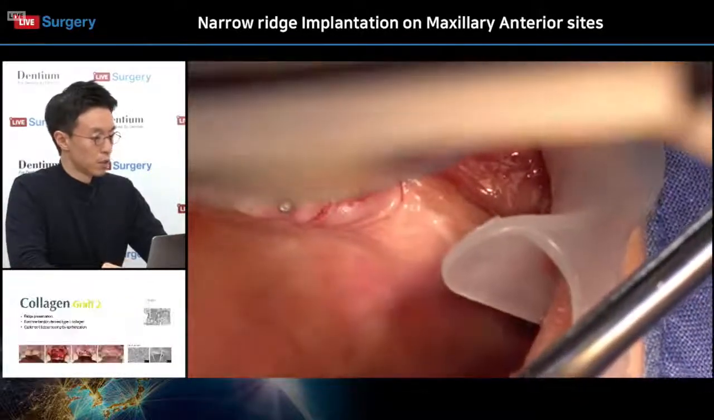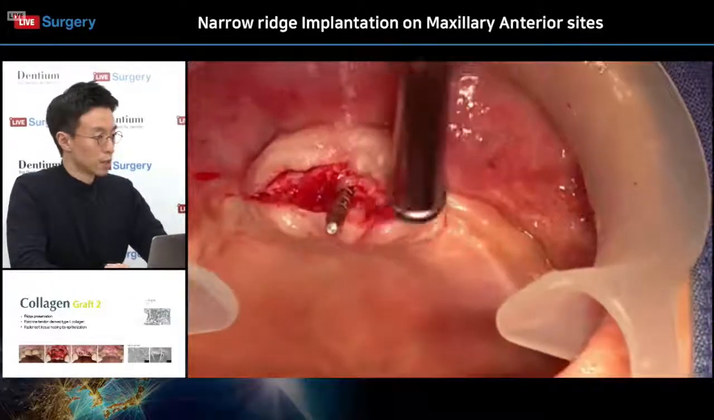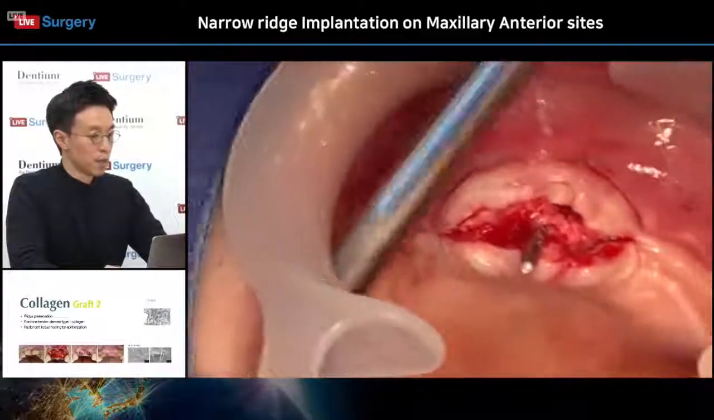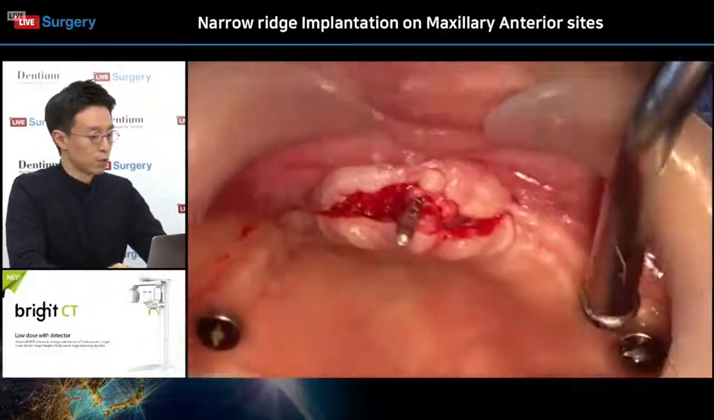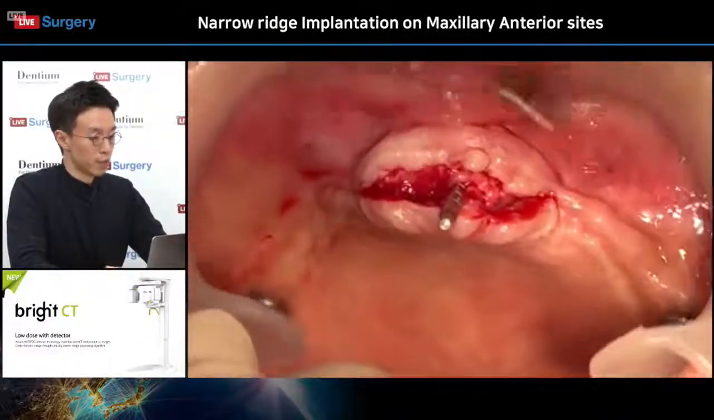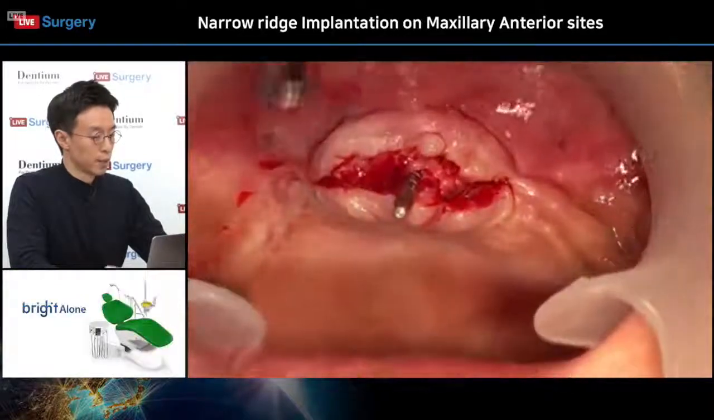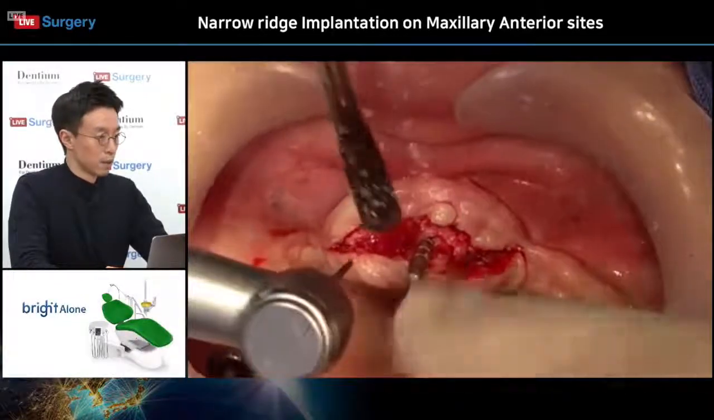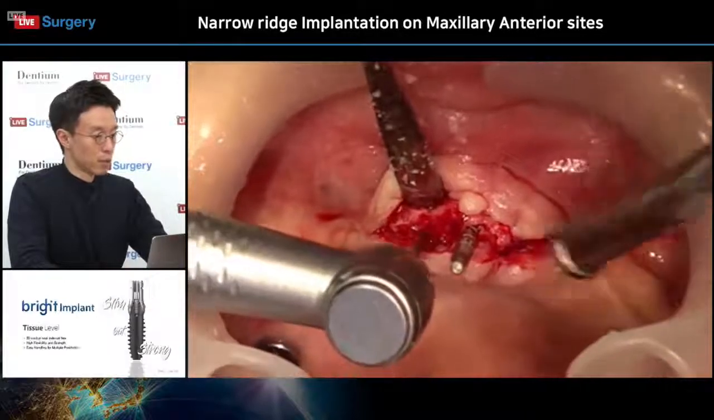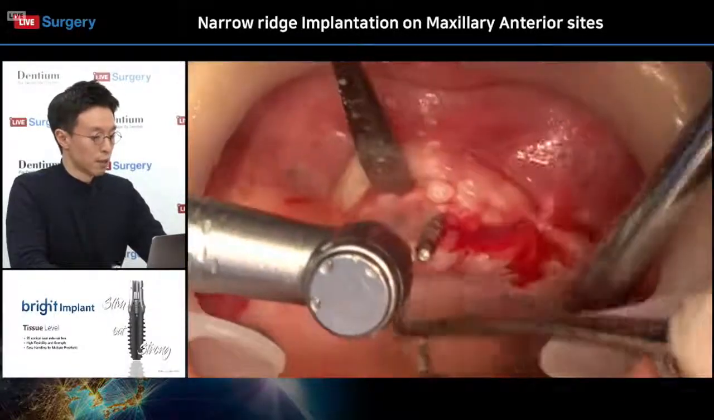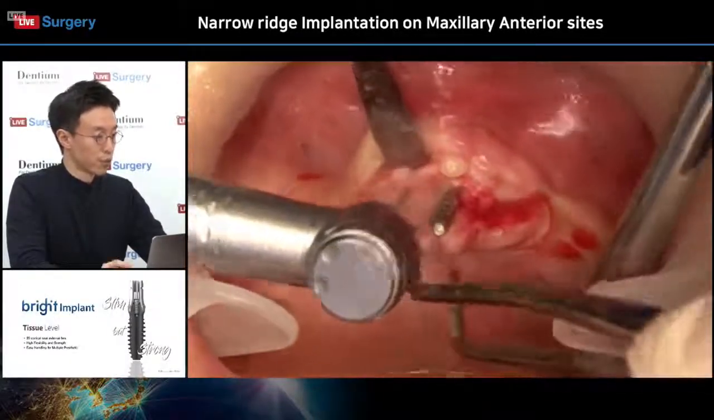He would insert a pin into the nasopalatal foramen and use it as a guide to locate the nasopalatal nerve and place the implant. As I mentioned before, the pin could elevate the palatal side flap slightly during surgery.